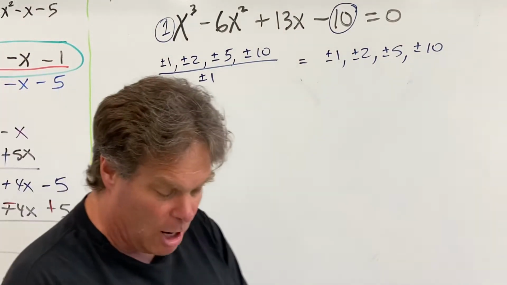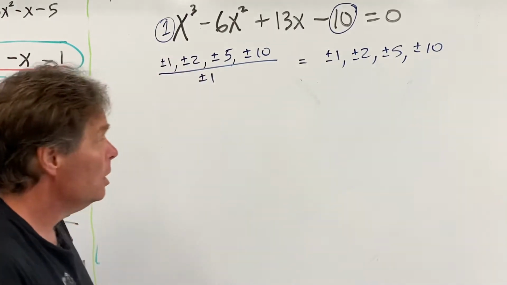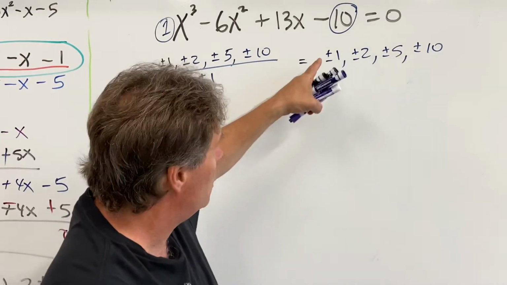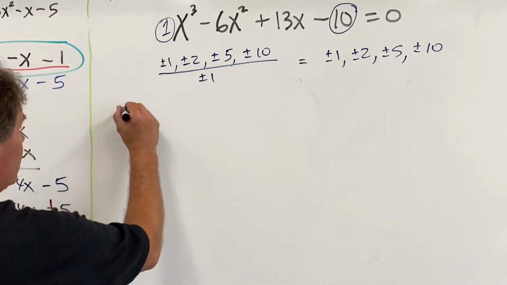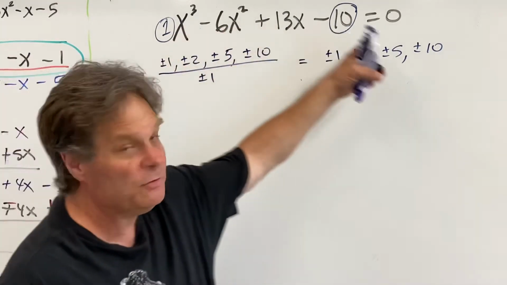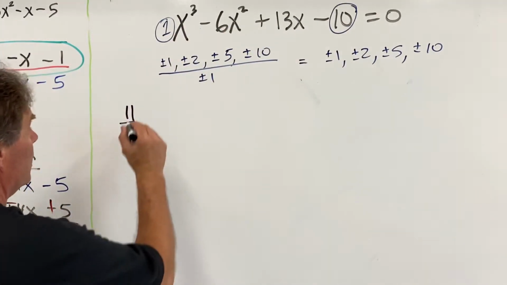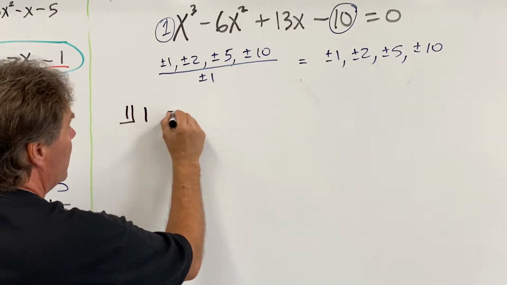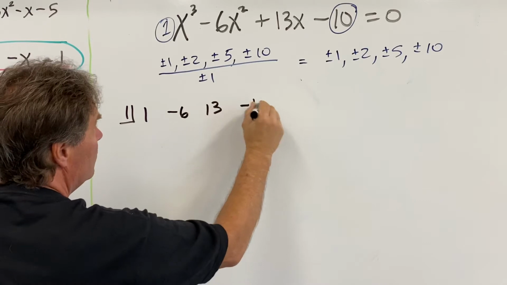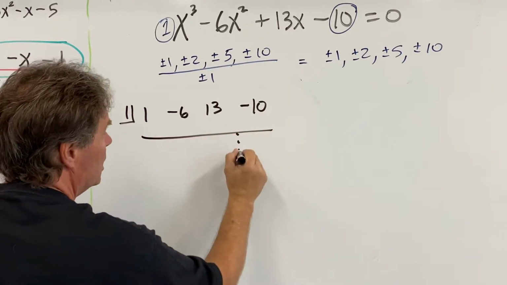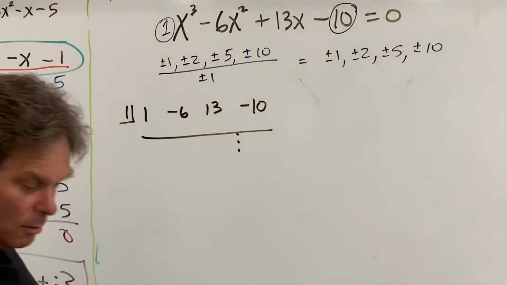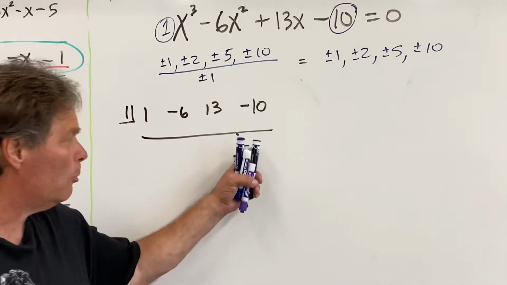What does it mean to try them? I'll show you. Now you can start wherever you want. You can start with 10 if you want to. I'm gonna just go in order. I'm gonna start with 1. So here we go. Let's see if 1 works. I'm gonna do synthetic division with these guys and see if I get 0 remainder. So I get 1x to the third minus 6x squared, 13x minus 10. And big question, is that a 0? If that's a 0, it works. If it's not a 0, it doesn't work. Doesn't mean you got it wrong if it's not a 0.